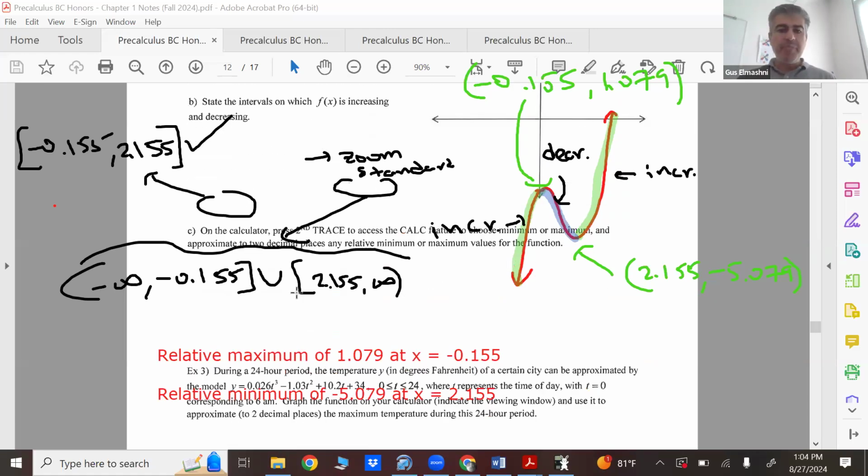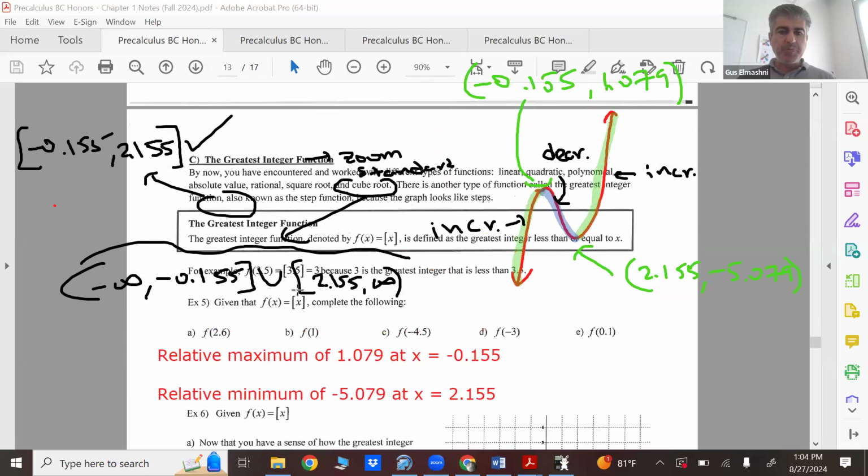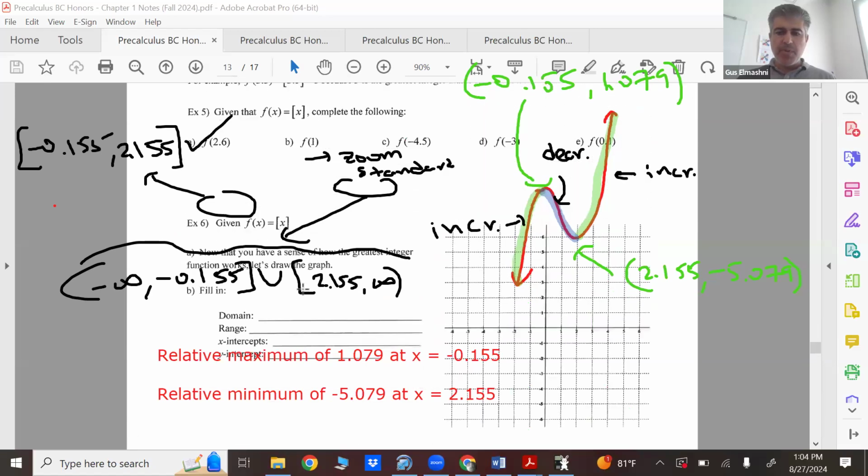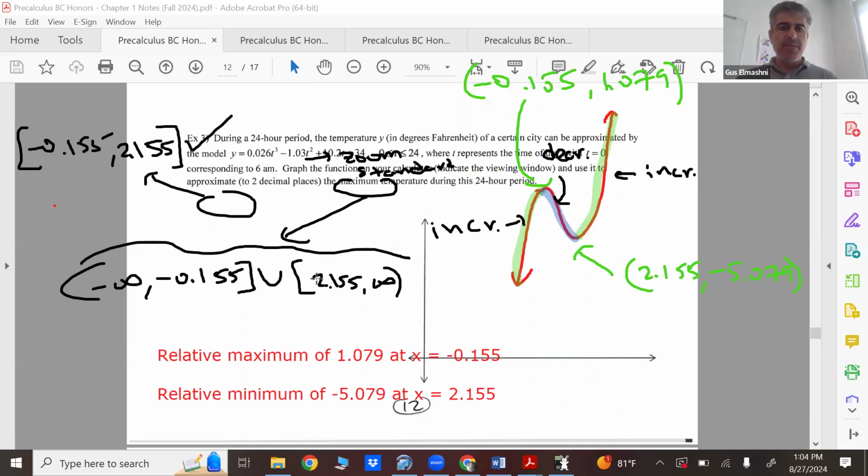Cool. Okay, in example 3. And I do want to do page 13 as well. And what time do we get out today? We're good. 125. We're good.